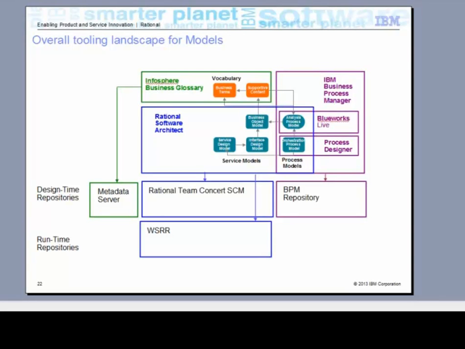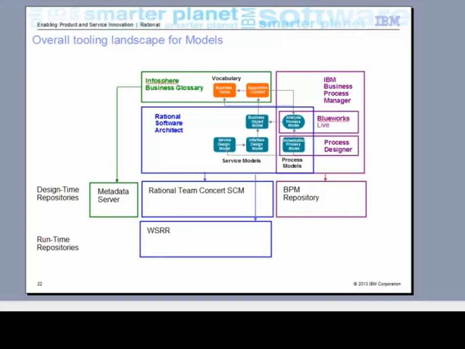They can also be pulled into the analysis process model, into either Process Designer or BlueWorks Live, which is also from IBM. That satisfies a different set of stakeholders that want to do process modeling, and there's a different set of capabilities available with those tools. There are also some interchange capabilities that we provide for that as well.